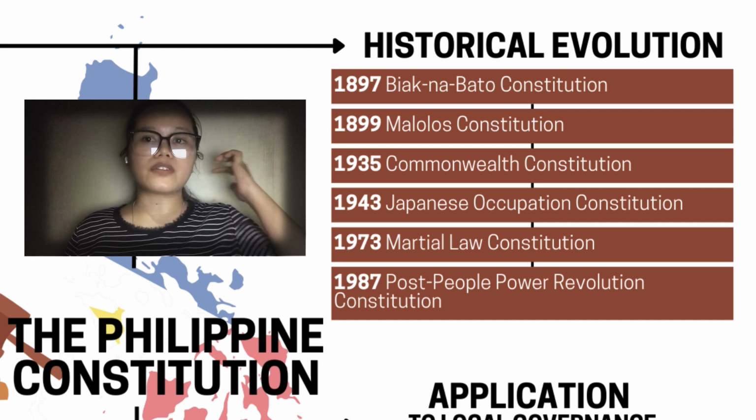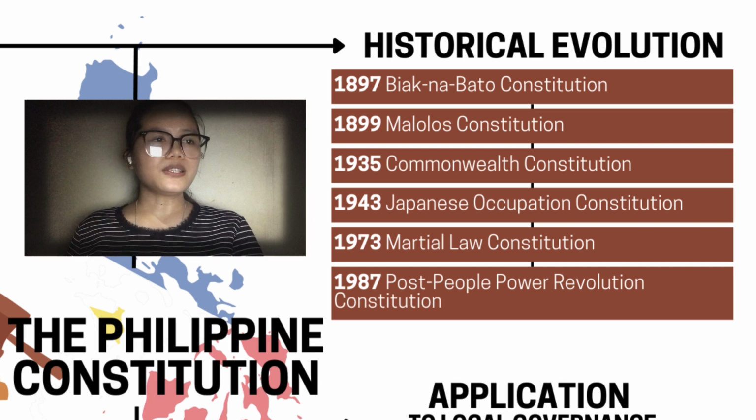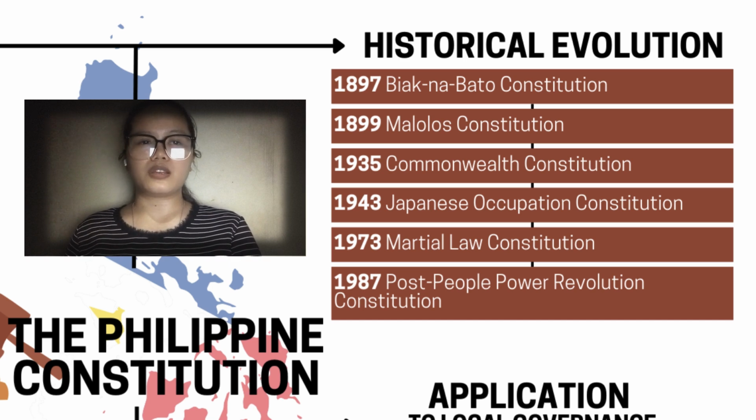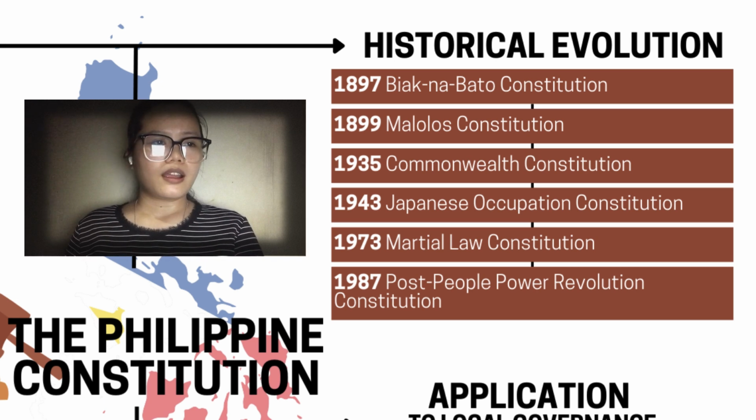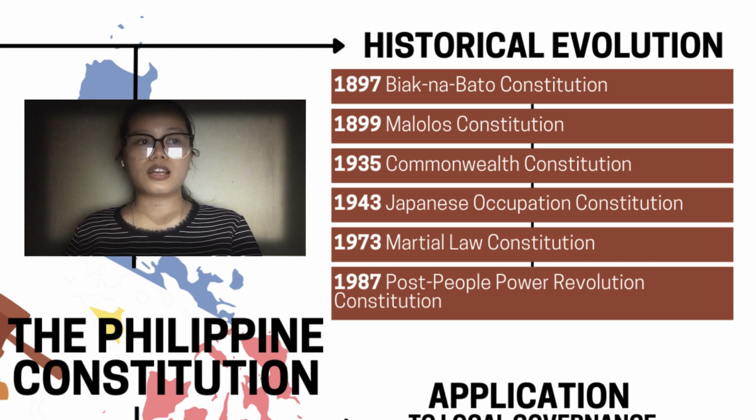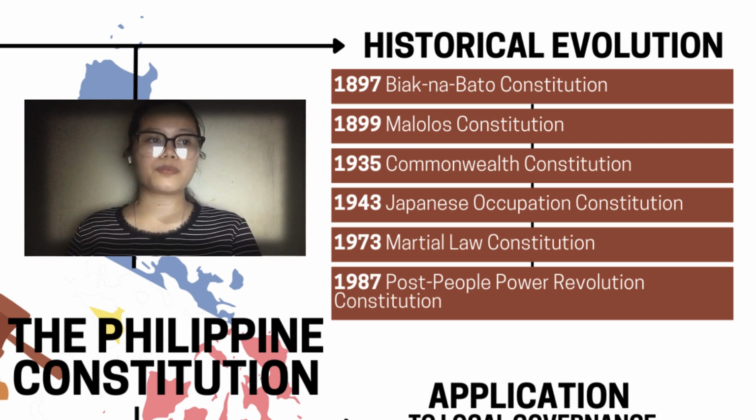Next one is the 1973 Constitution. Prior to the declaration of martial law by former President Marcos, a constitutional convention was already in the process of deliberating on amending or revising the 1935 Constitution. They finished their work and submitted it to the late President Marcos on December 1, 1972, and it was ratified in early January of 1973.